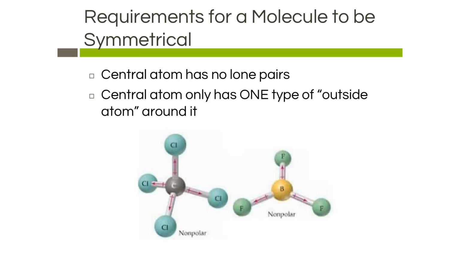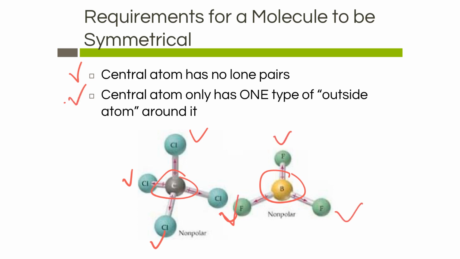Now, we have to be really careful when we're trying to decide if a molecule is symmetrical or not, which would then cancel out the dipoles. So to do that, there's a couple characteristics or qualifications that we need to have. One is there has to be no lone pairs on the central atom. It's impossible to have it symmetrical if there's a lone pair. So if we look at these examples, there's no lone pairs on this central atom. So the first one is true. The central atom has only one type on the outside. So if we look, these are all chlorines, it's also true. And in the other example, they're all fluorines.